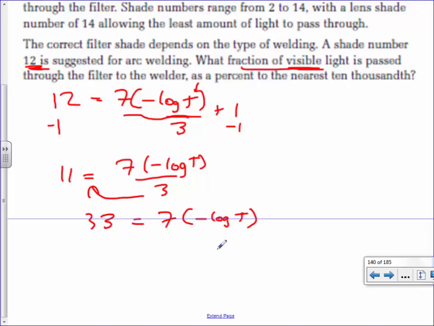Then what? Well, I don't want that 7 there, right? Couldn't it be like that? Ooh, that's clever. Let's try that. So we can take 33 and we can make it negative log of T to the 7. It's not bad.